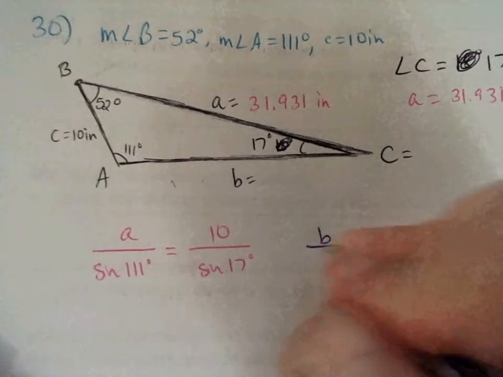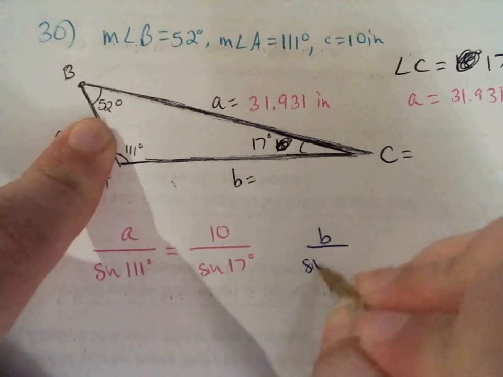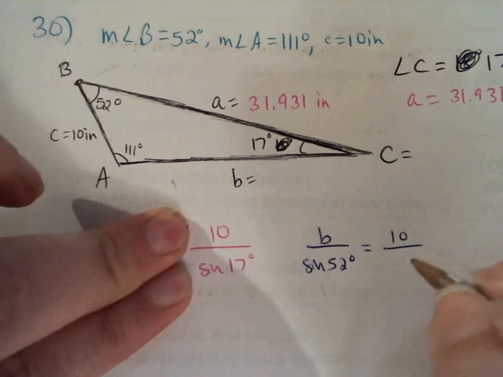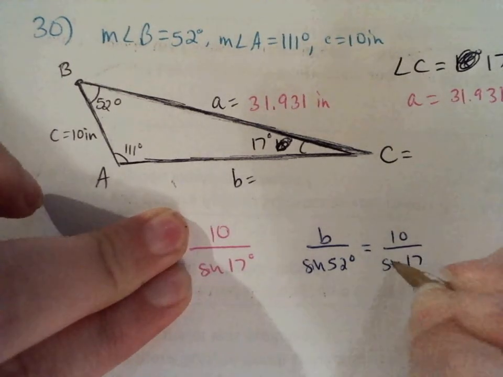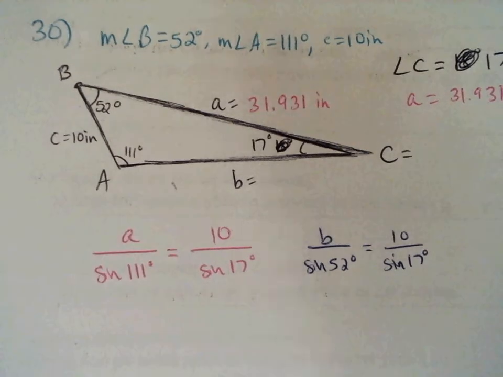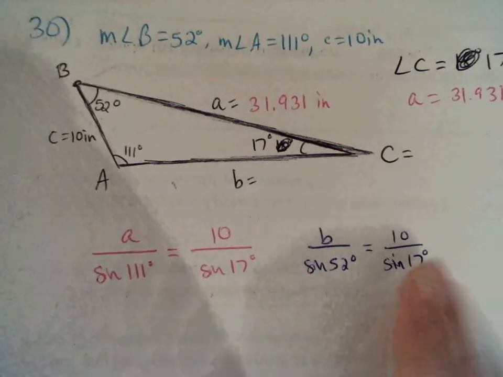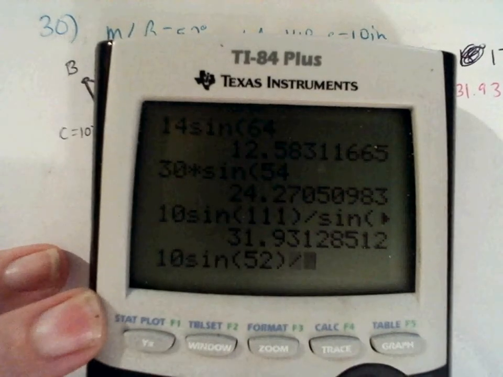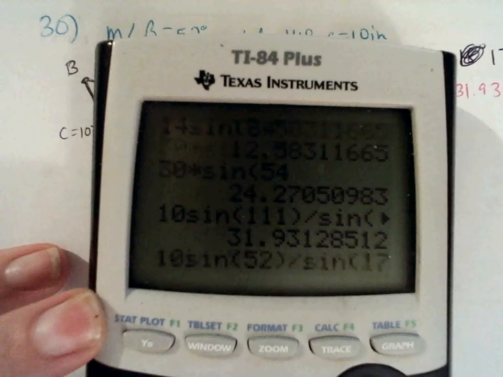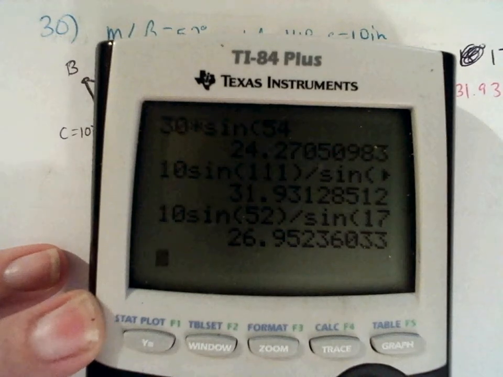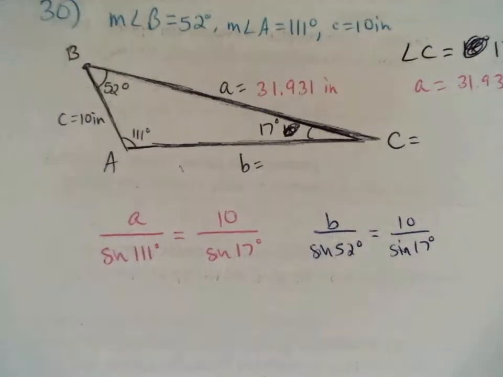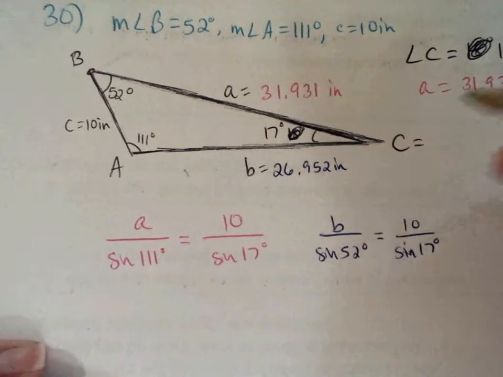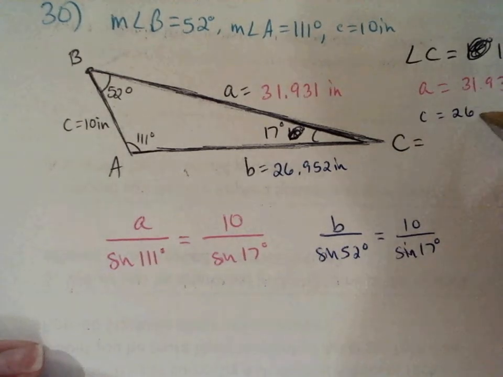Okay, now we're going to solve for side B. B divided by sine of its angle, sine of 52, equals, and then I'm going to use the side and angle pair that I had before, 10 divided by sine of 17 degrees. Okay, so again I'm going to multiply by sine of 52 on top, 10 times sine of 52 divided by sine of 17, and I get 26.952. So 26.952 inches.